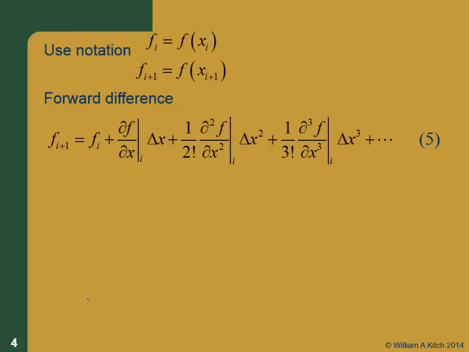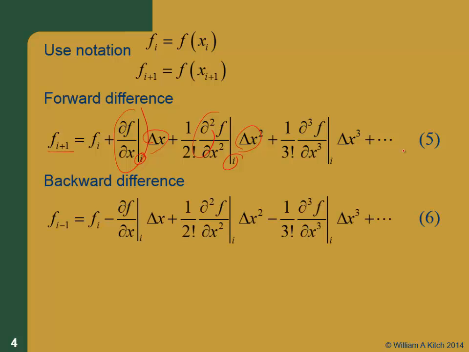So if I do that, then the forward difference equation is just that f of i plus 1, which means f of x plus delta x, is equal to the first partial evaluated at i times delta x plus 1 over 2 factorial of the second partial evaluated at i times delta x squared, et cetera, et cetera. So I'm just changing notation so it's easier to write. Everybody with me?